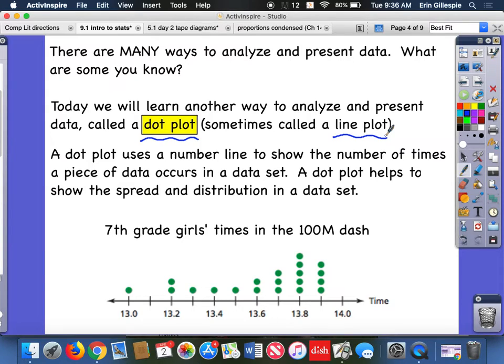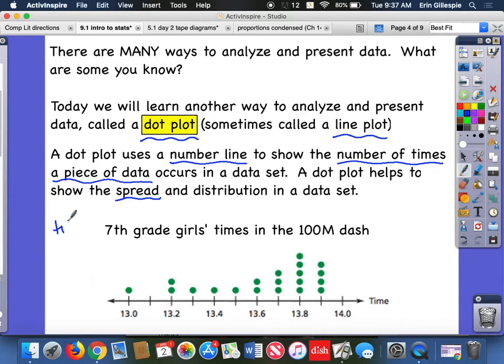So a dot plot uses a number line, and it shows the number of times that a piece of data occurs in the set. It's kind of like tallying, okay? So think about if I were to look at data and tally up, okay, how many 13s do I have? How many 13.2s? How many 13.4s? I could use tally marks. This is just a different way of basically tallying the data, a nice visual way to represent how many I have of each number in this case. It helps show the spread, like how far apart they are, and distribution, like where it's clustered in the data set.